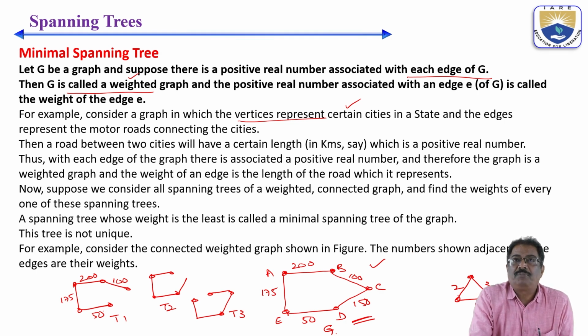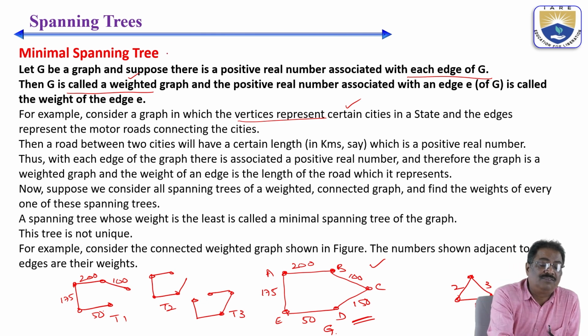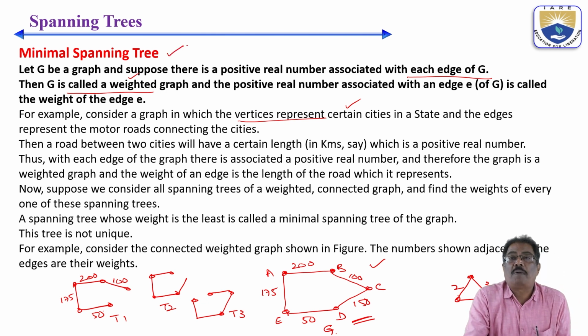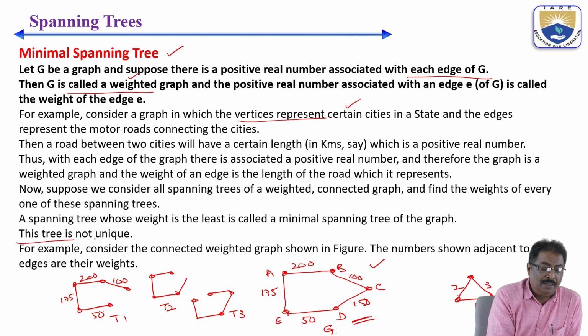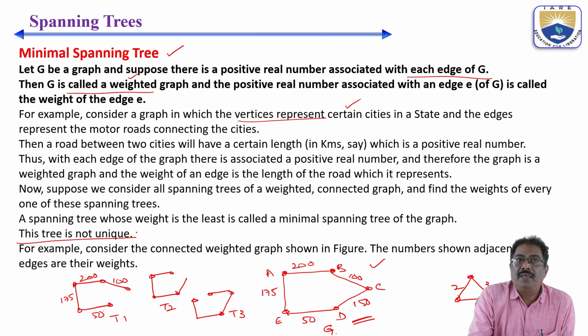Each spanning tree will have a weight. Among all the spanning tree weights, we are going to find the minimal weighted tree. That minimal weighted tree is known as a minimal spanning tree. So a minimal spanning tree may be unique or may not be unique.